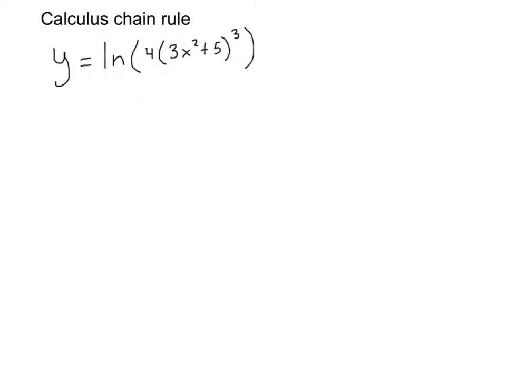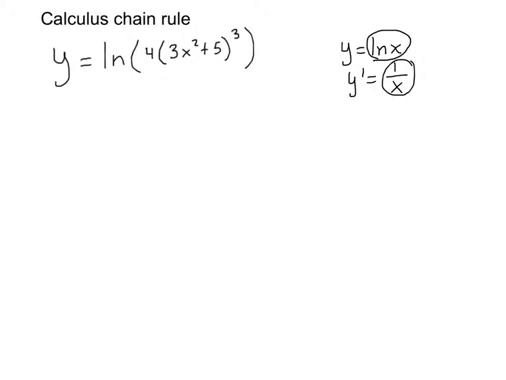So now let's look at a chain rule derivative where we have the natural log involved. Now I want to remind you that if I have y equals the ln of x, the derivative y prime would be 1 over x. So the derivative of the ln of x is 1 over x.